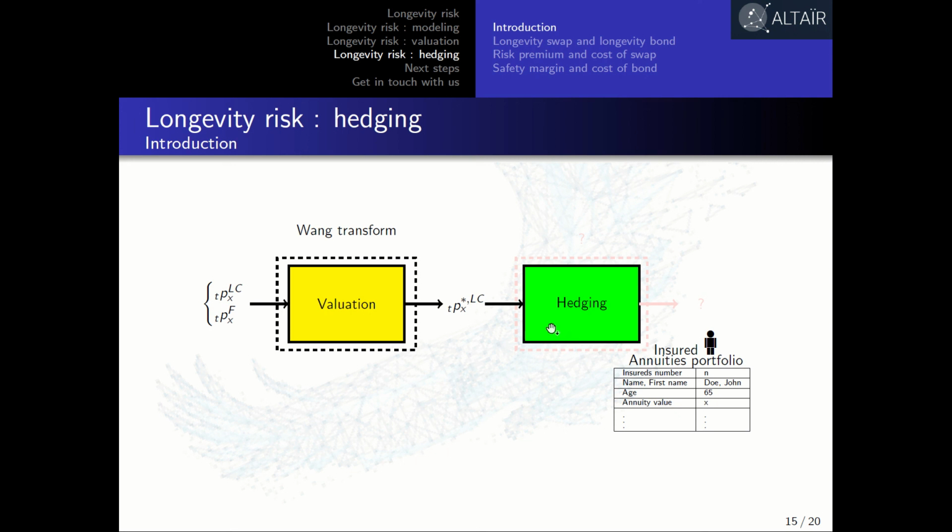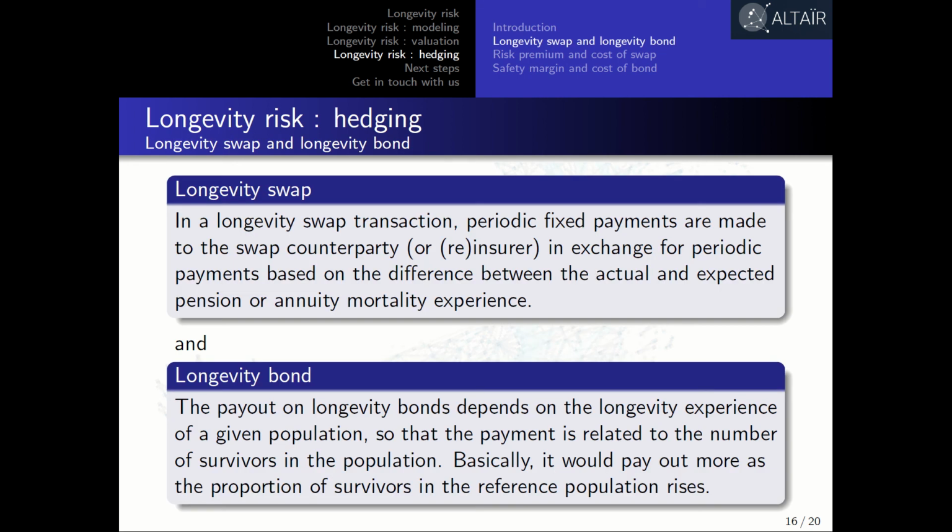We will therefore see what type of hedging instruments the annuity provider can use to protect himself and which conclusions we can draw from these hedges. We will suppose that the annuity provider would like to get rid of this potential loss by transferring it to the capital markets through the use of either a longevity swap or a longevity bond.